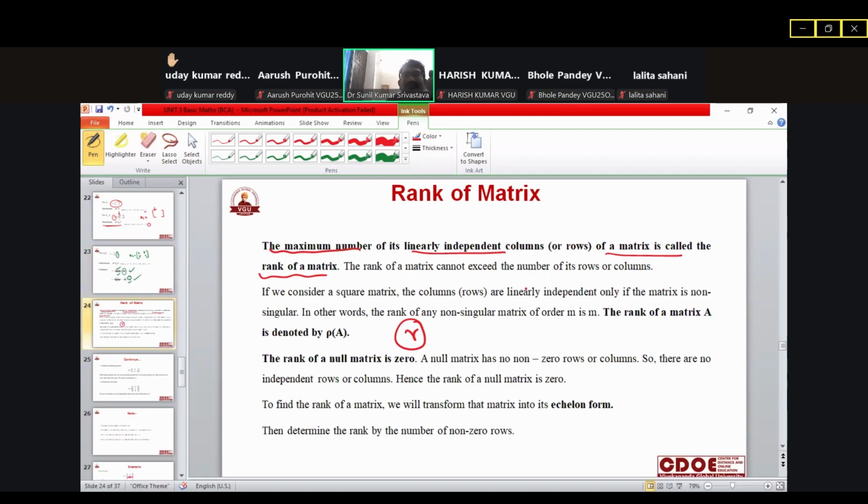at least one non-zero minor of that order। अगर कोई मैट्रिक्स हमारे पास है और उसका ऑर्डर हमारा टू है, तो सेकेंड ऑर्डर का एक ऐसा माइनर होना चाहिए जिसकी वैल्यू नॉन जीरो हो, तो उसको हम उस मैट्रिक्स का रैंक कहते हैं। अब रैंक के बेसिस पे विदाउट सॉल्विंग द सिस्टम ऑफ इक्वेशन हम बता सकते हैं कि द सिस्टम ऑफ इक्वेशन का सॉल्यूशन है या नहीं। If the solution exists, then what is the nature of the solution?